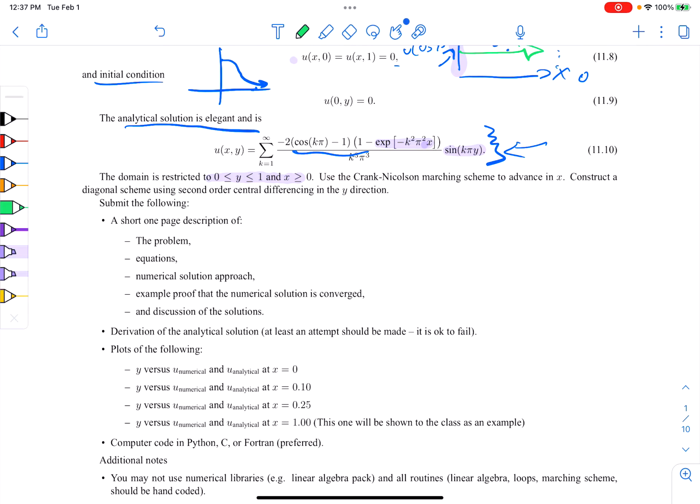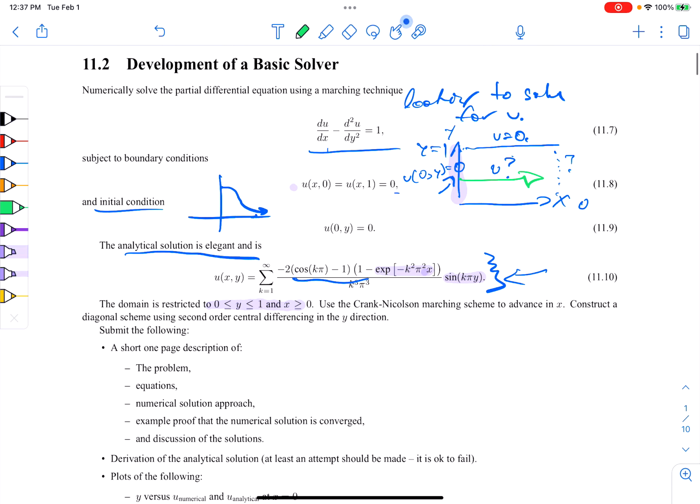So anyway, the bottom line of the assignment is to try and solve equation 11.7 using the Crank-Nicolson marching scheme. And that's a little bit different than Runge-Kutta because it has better stability characteristics. Raise of hands, how many people have seen Crank-Nicolson? 1, 2, 3, 4. Wow, half the class.